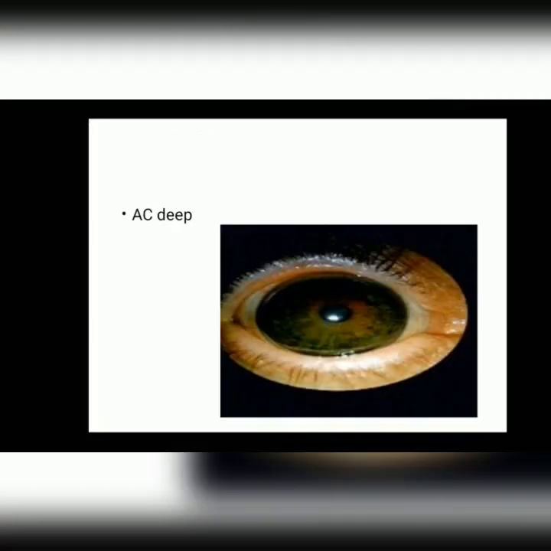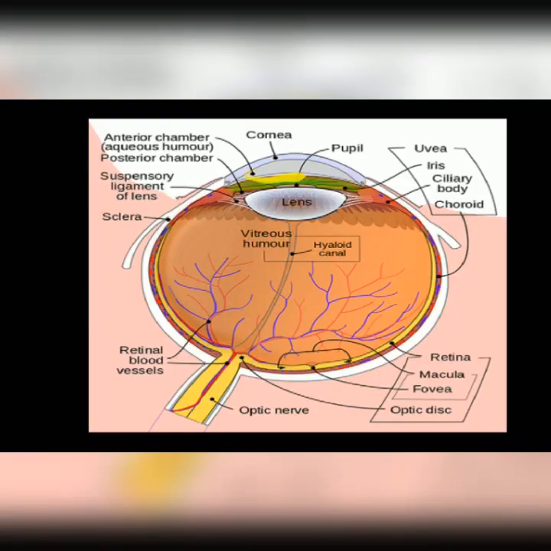Anterior chamber. What about the anterior chamber? The anterior chamber will be deeper. Why will it be deeper? Because the cornea will bulge forward and the lens will push backward, so the space will enlarge.